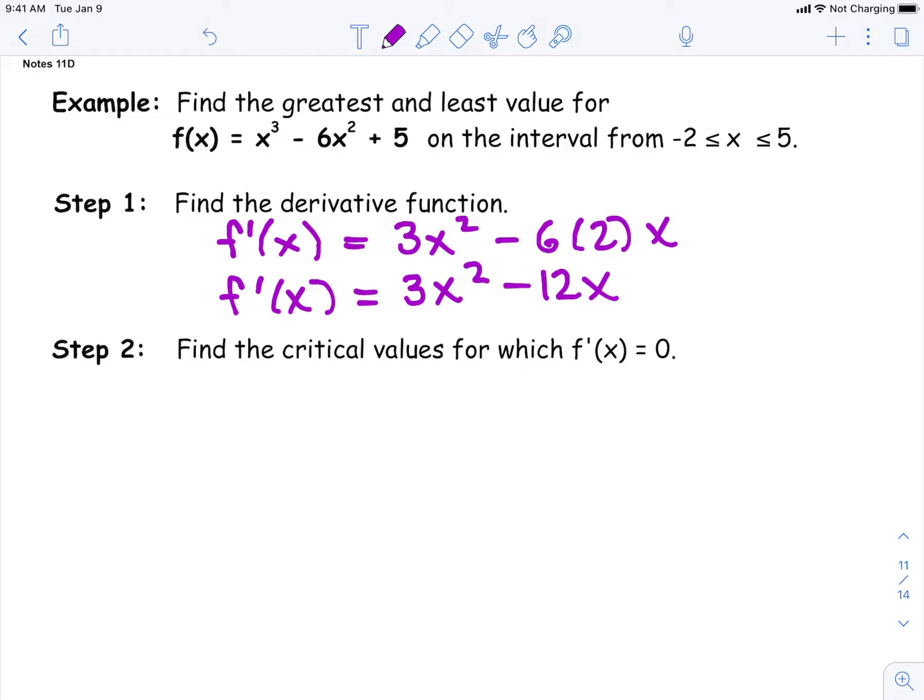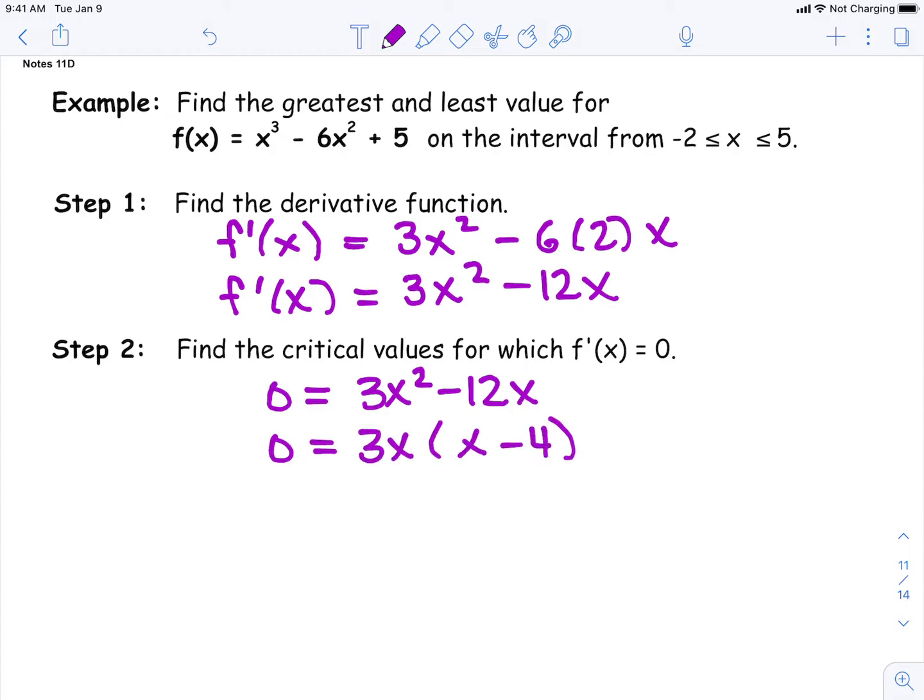Now we're going to find the critical values. We're going to set the derivative function equal to 0 and solve for x. Now we are able to use our graphing calculator to solve this, but I'm just going to go ahead and factor it. So I'm going to take out the GCF of 3x, and I'm left with x minus 4. Then I'm going to set each factor equal to 0 and solve for x. That's called the zero product property.